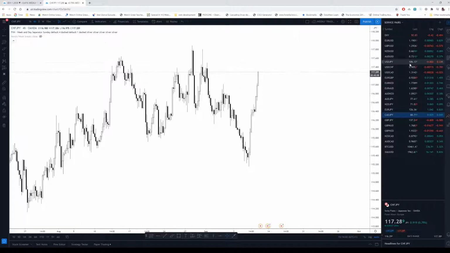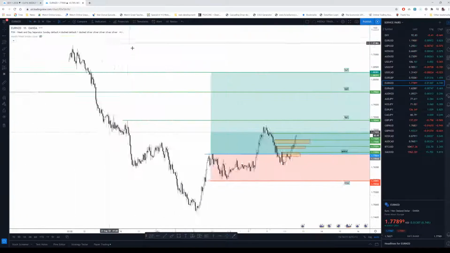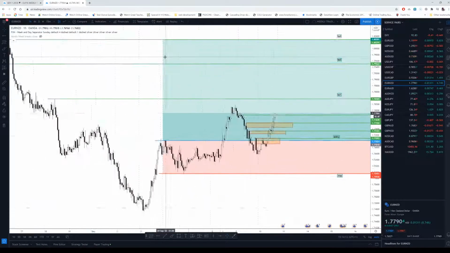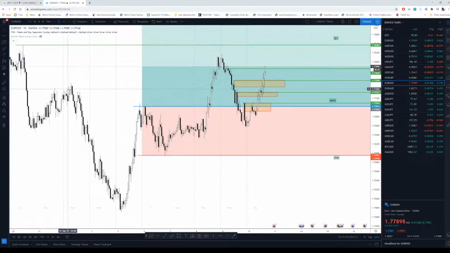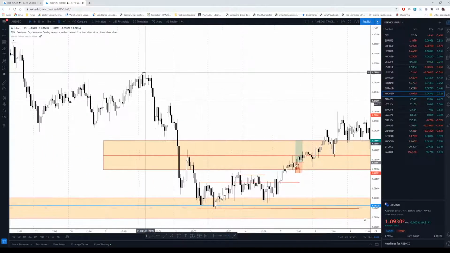Okay, so let's start with Euro New Zealand from first to third. All right, let's change it to the hourly. So from first to third, you see New Zealand is beating Euro up, so it's dropping. Then we go to Aussie New Zealand from first to third. It's beating the Aussie up.